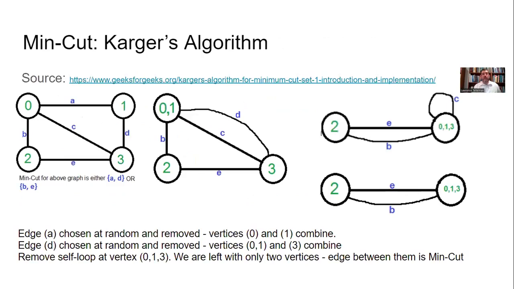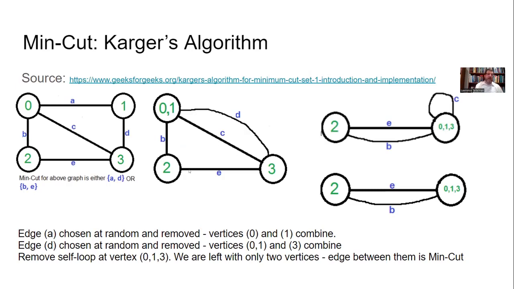Watch this. We randomly picked an edge, so we chose A at random. What happens when we choose A? The two endpoints of A need to get combined. So the 0 and the 1 get combined. If the 0 and the 1 get combined, then what happens to edge D? Edge D will need to go where 1 is now. So it becomes this round edge, but it's basically just an edge.